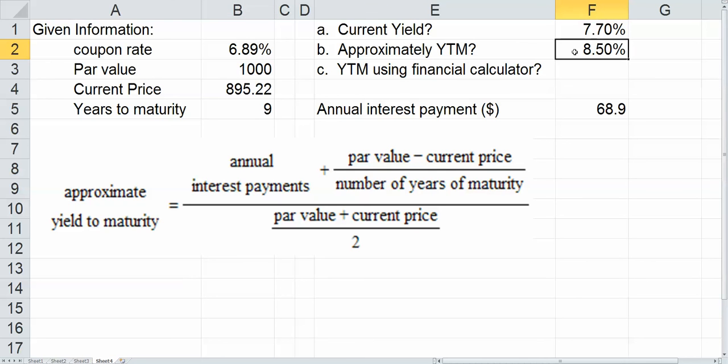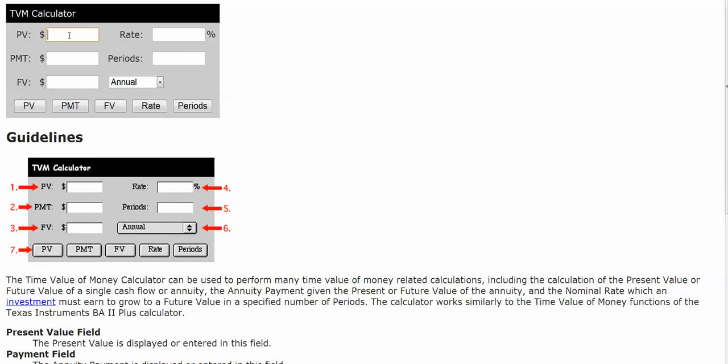Now, the third part of the question says, let's find the yield to maturity using a financial calculator rather than the approximation formula. So I need to keep in mind the current price of $895.22, 9 years to maturity, and that coupon rate of 6.89%. I'm going to pop over to the time value of money calculator. What we're going to be solving for is the rate.